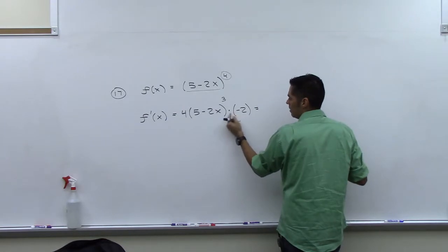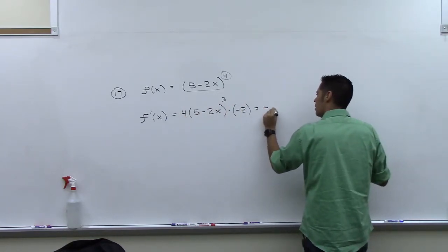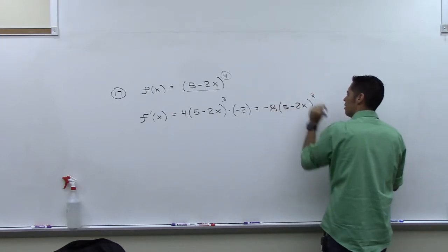It's being multiplied, not subtracted, so that multiplication can come out. Multiply that 4, comes negative 8, (5 minus 2x) to the 3rd. That's it.